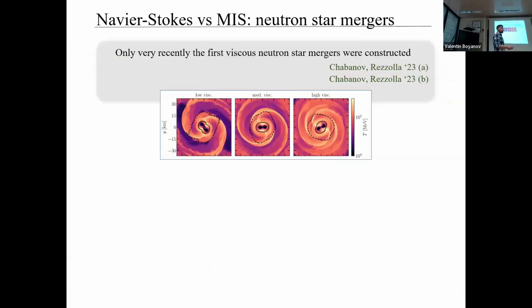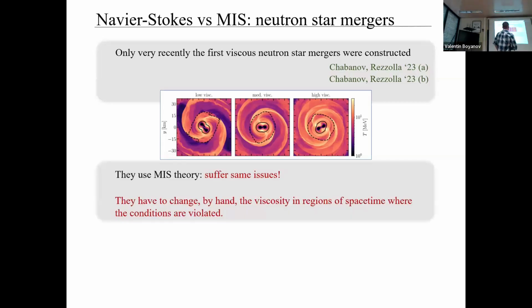Okay, so now let me move to neutron star mergers. As I mentioned, there is only one group performing simulations of neutron star mergers which includes viscosity. They include bulk viscosity, and this has been performed by Zavalov and Barcelona. And it turns out that they use MIS, because this is the standard tool for including viscosity in relativistic dynamics. So they use MIS theory, and then again they suffer the same issues. They find regions in which these inequalities are violated.